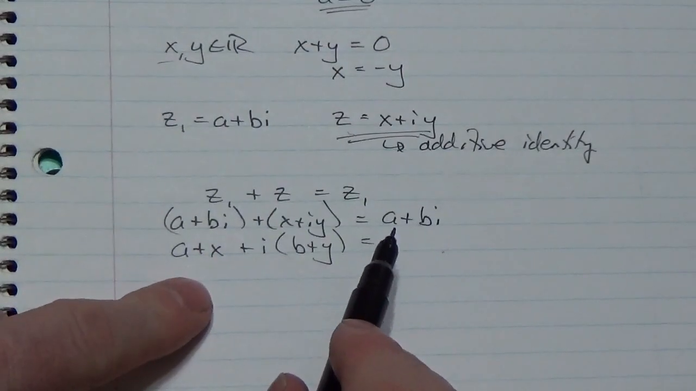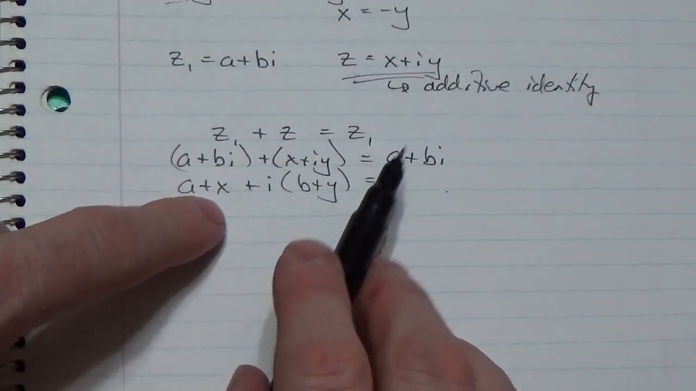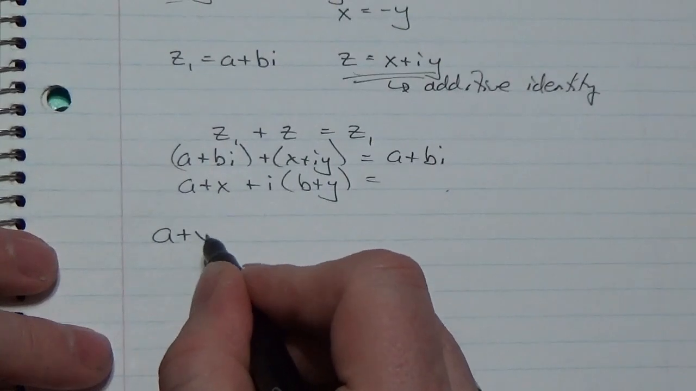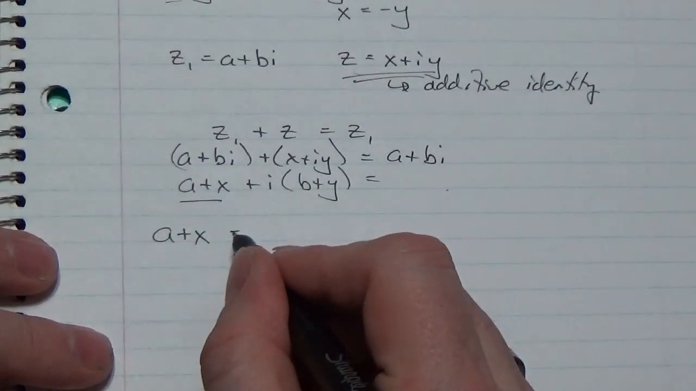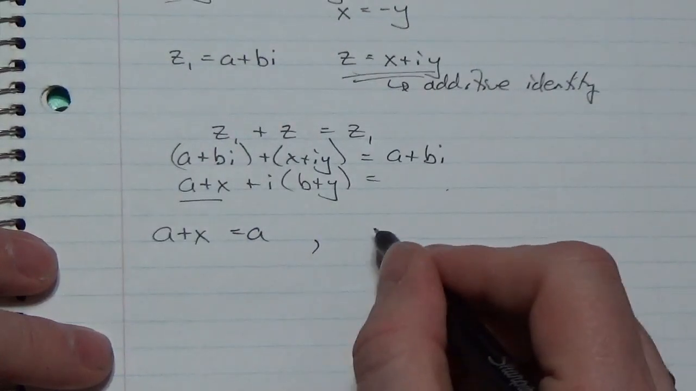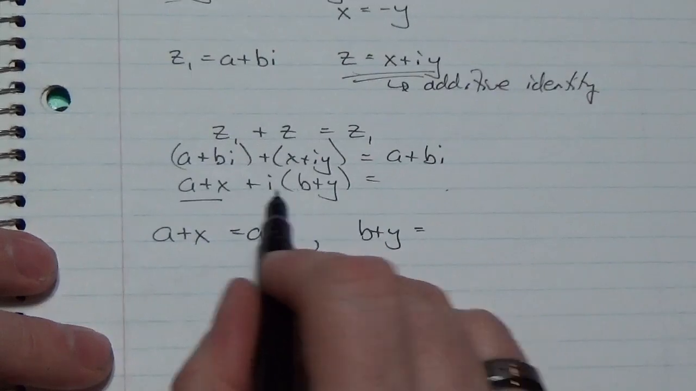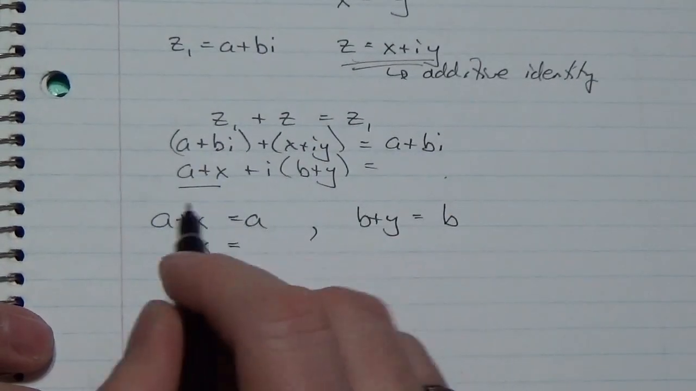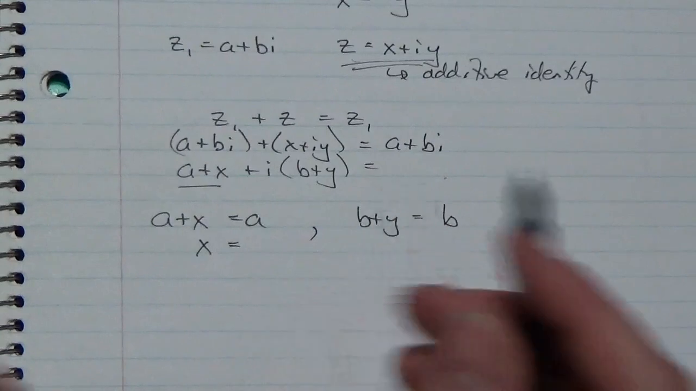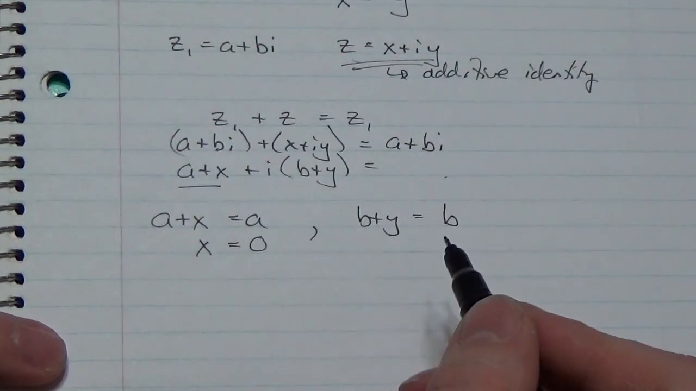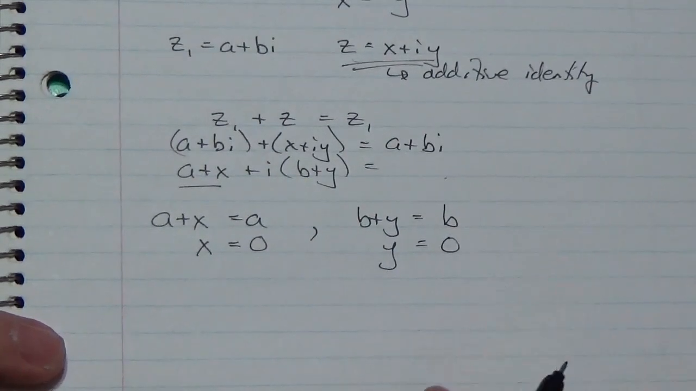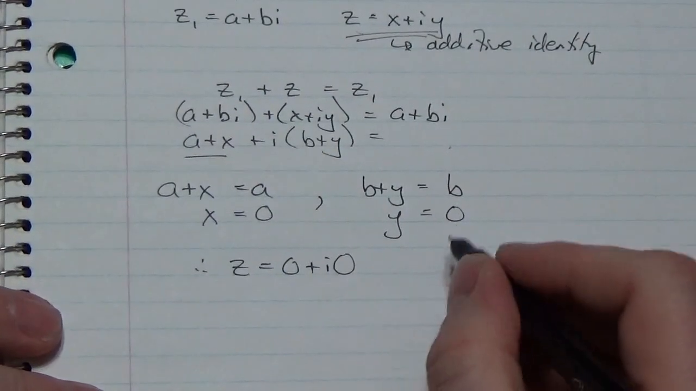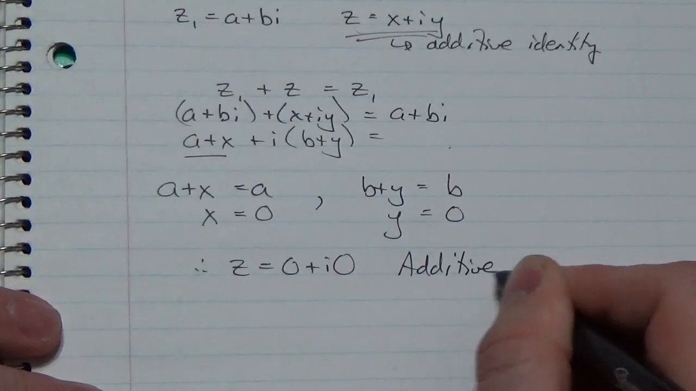Now, in order to finish this, what I need to do is equate the real portion and equate the imaginary portion. So this actually breaks up into two separate equations. I've got a plus x from the left-hand side, and that has to just equal the a on the right-hand side. At the same time, b plus y on the left-hand side, multiplied by the i, must be equal to just the b there. Remembering that a, x, b and y are all supposed to be real numbers, I can tell you that x is 0 and y is 0. So therefore, z must be this number 0 plus i times 0, and this is the additive identity.